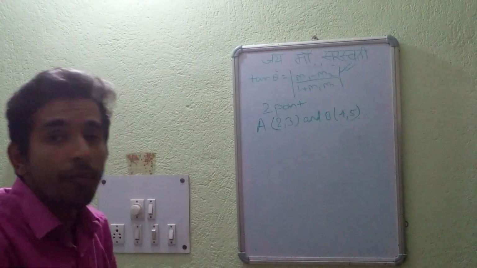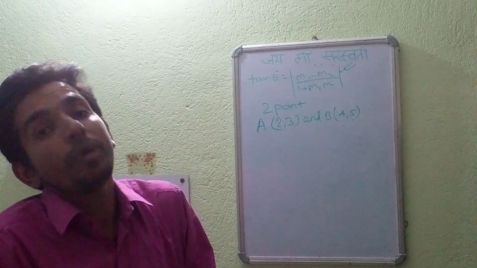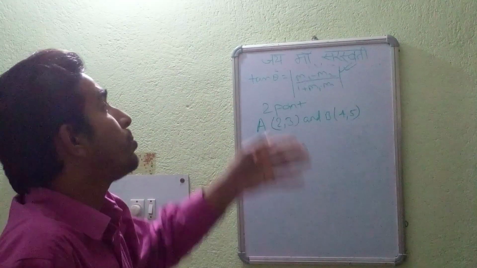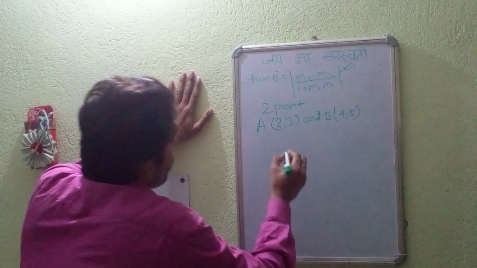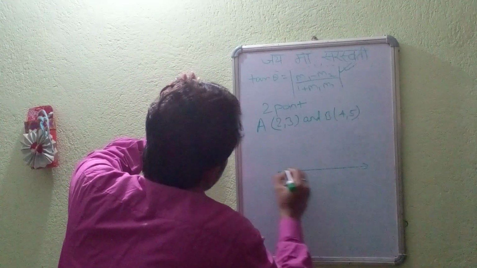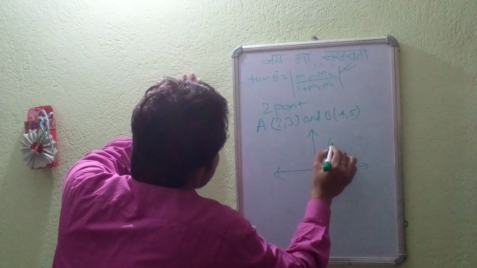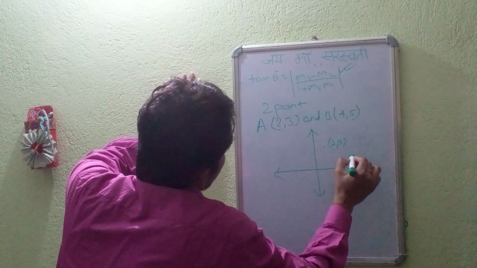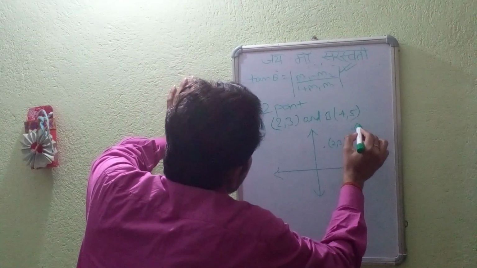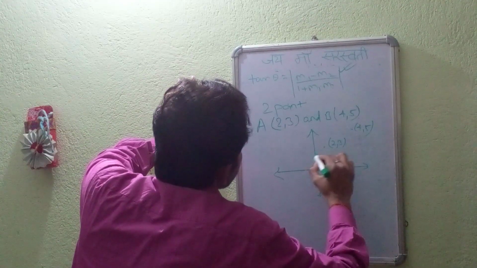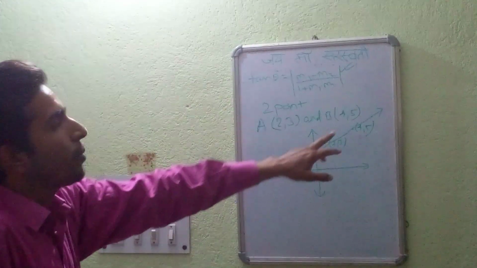Whenever the 2 points are given and the question is asking to form a straight line equation which is passing through point A 2, 3 and B 4, 5, then in that case we will be using this type of equation. We will be drawing a rough diagram of how the line will be. Suppose this is the point A 2, 3 and this is the point B 4, 5. So this is the particular line. You have to form an equation of the straight line.